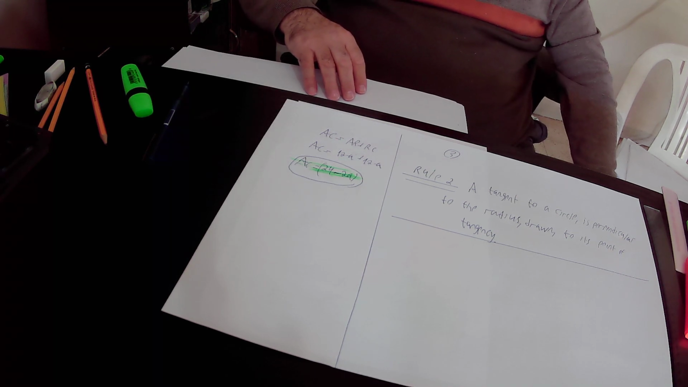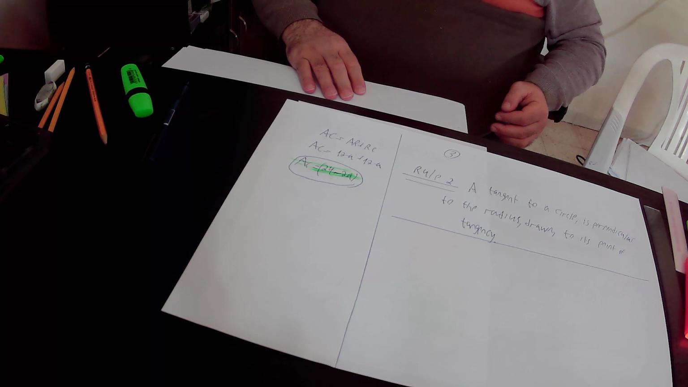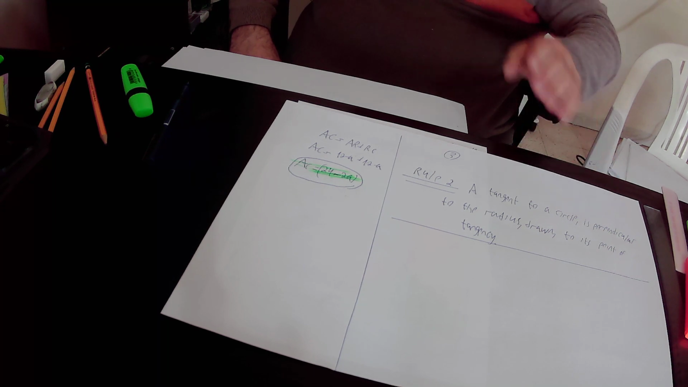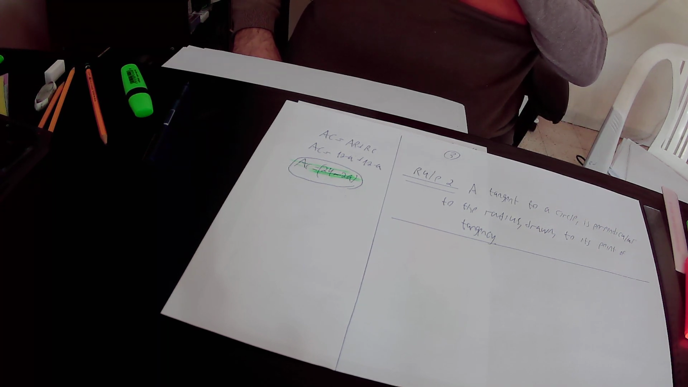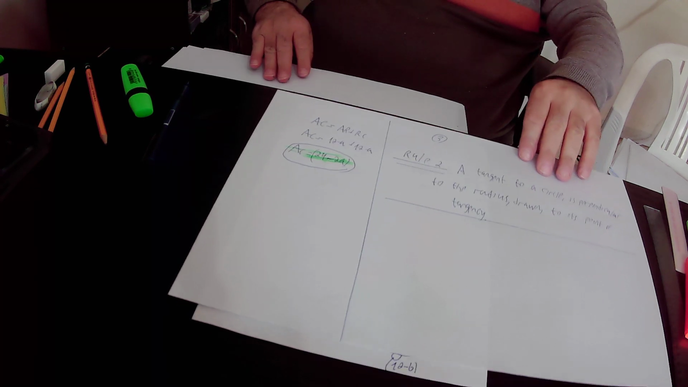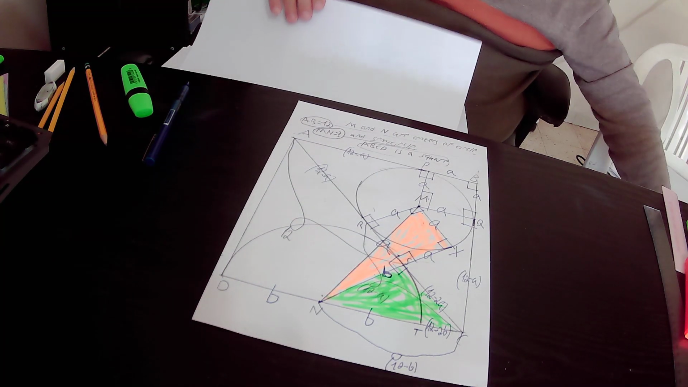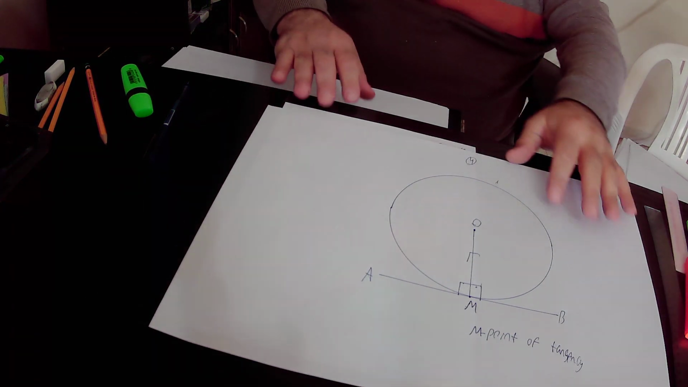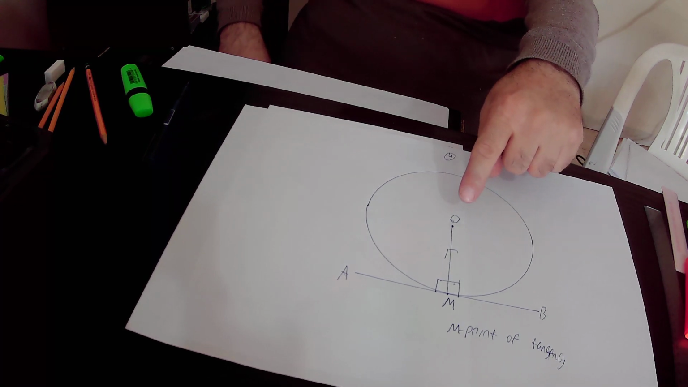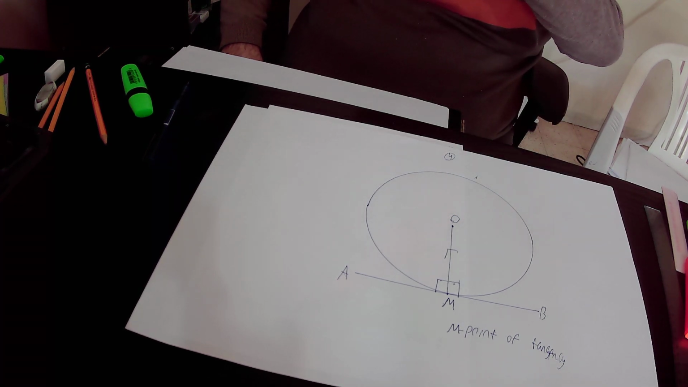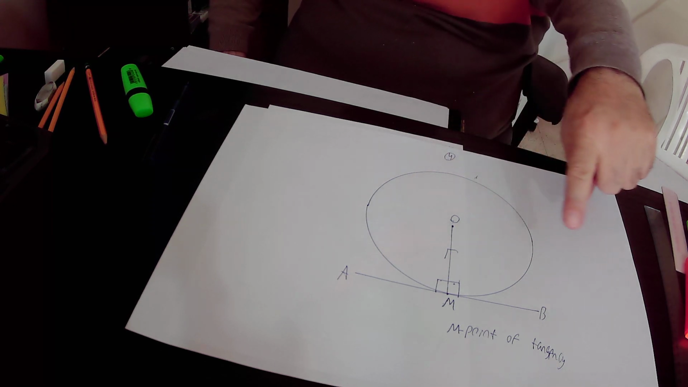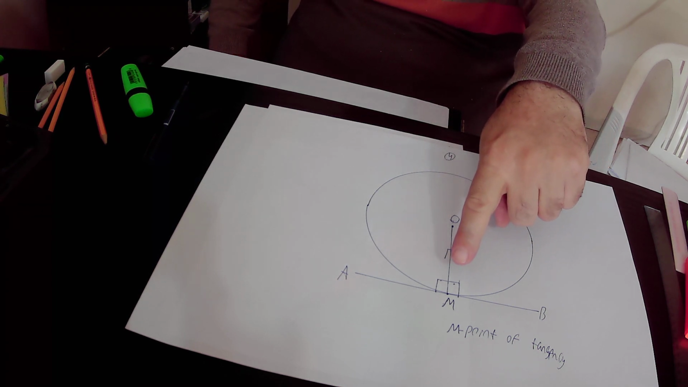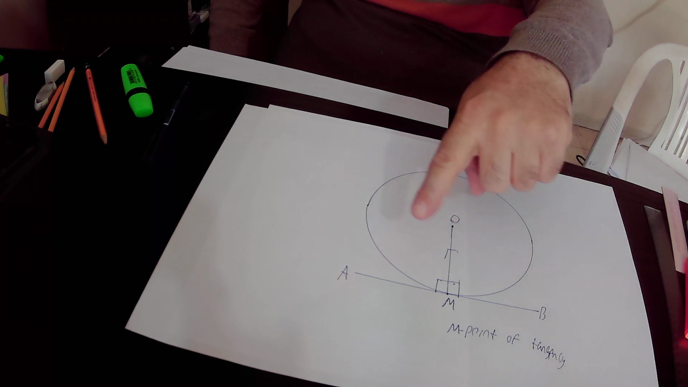Then I presented to you rule number 2. According to rule number 2, a tangent to a circle is perpendicular to the radius drawn to its point of tangency. So what is the meaning of rule number 2? The meaning is that if we have this circle and the center of this circle is at this point O, and we have also tangent AB to this circle. Tangent AB is tangent to this circle at point M. Point M is the point of tangency of tangent AB with this circle.